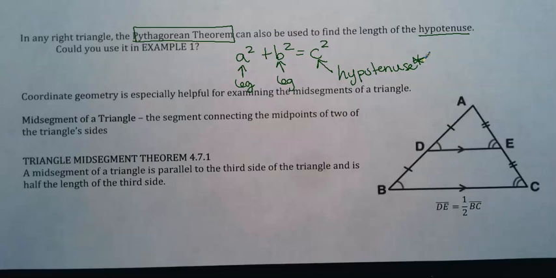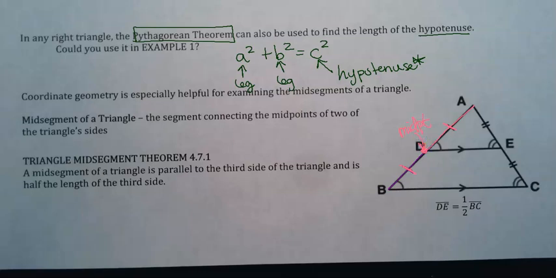All right. Coordinate geometry is especially helpful for examining the mid-segments of a triangle. A mid-segment is what we're going to be looking at. So the mid-segment of a triangle is the segment connecting the midpoints of two of the triangle sides. So notice, we're saying this section, B to D, is congruent to D to A. That's why these both have that mark. Well, that makes D a midpoint here.